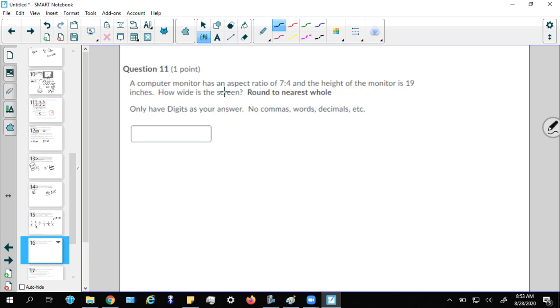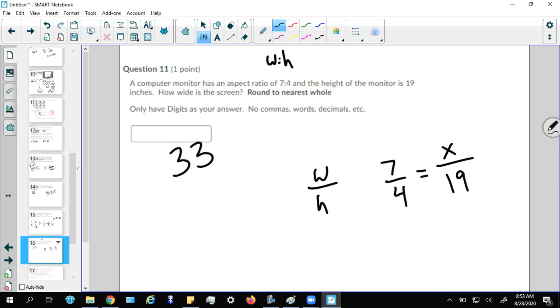All right, a computer monitor has an aspect ratio of 7:4 and the height is 19 inches. Find the width. Now remember, an aspect ratio is width to height. So when you create a proportion, I always like to do width over height. So 7 over 4 is equal to the width over 19 inches. So 7 times 19, divide by 4, cross multiply and solve. It says round to the nearest whole number: 33.